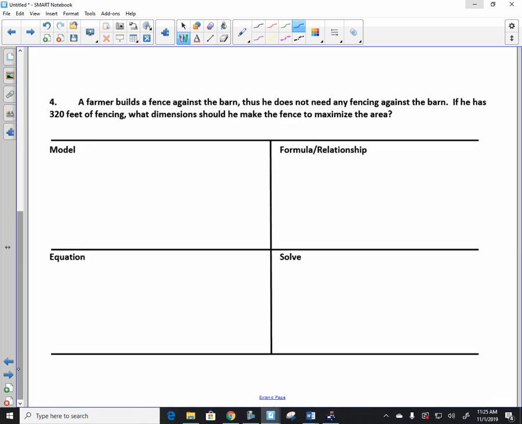We'll do two. Farmer builds a fence against a barn. Hey, look at that. He's getting smart. He's like, if I've got a barn, then I don't have to use fencing against the barn. I'm going to save some product. Okay. So I've got width, and I've got length. You tell me, where do I begin? Where do I start?